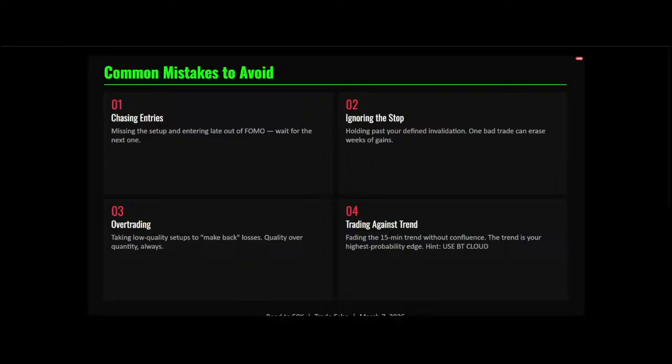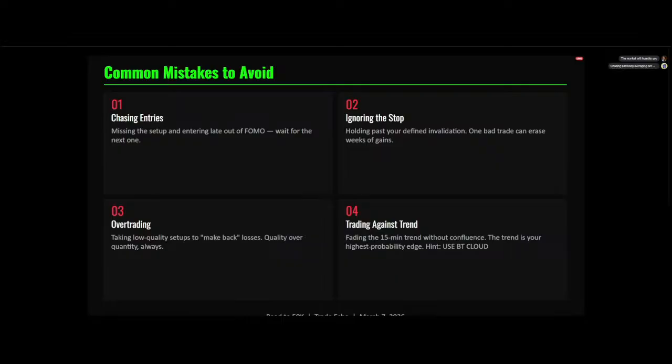You think the stop is invalid, or your stop doesn't matter. So it just keeps going lower and lower. You just keep hoping, and eventually you're out $6,000, $7,000, going from being up $3,000 to being in the negative. So never ignore your stops. There's always another entry, another trade.